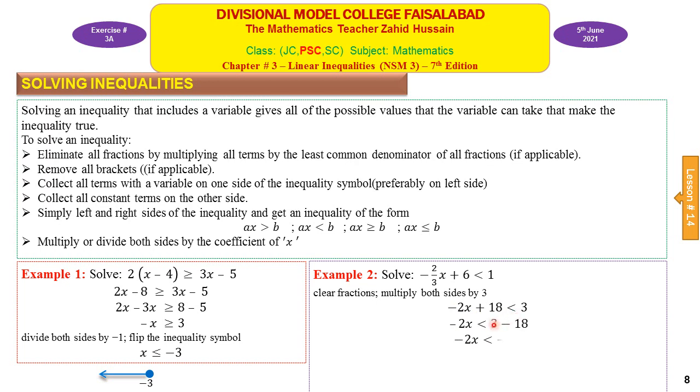Minus 2x is less than 3 minus 18, so minus 2x is less than minus 15. Again, the coefficient of x is a negative number. So to find the value of x, we will divide both sides of the inequality by -2. Dividing both sides by -2, this sign has to be reversed. So we will get x is greater than 15 over 2.